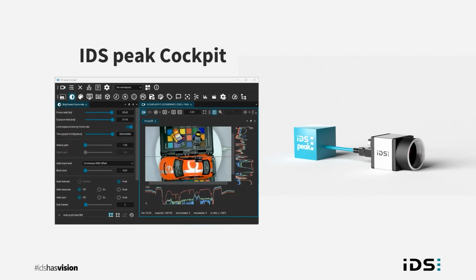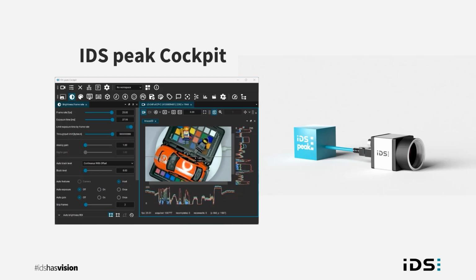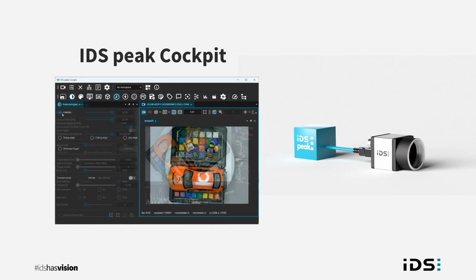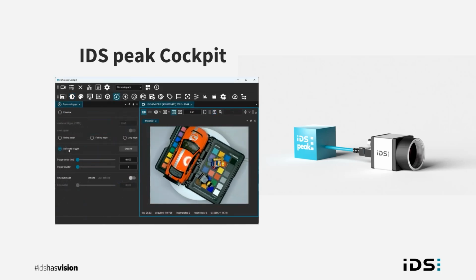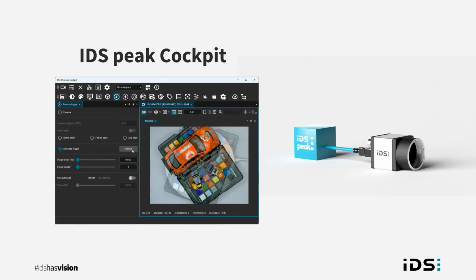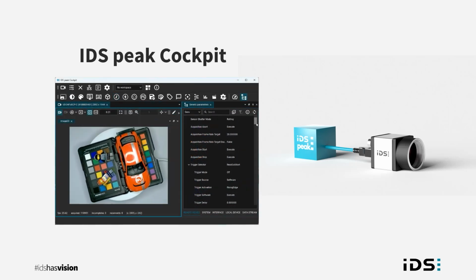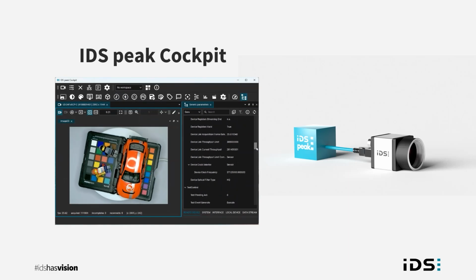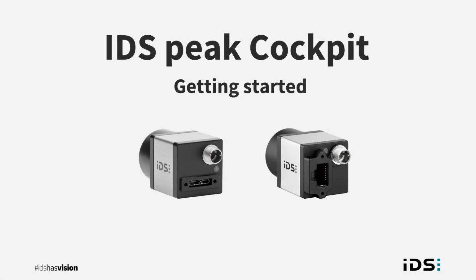This series of short videos will provide an introduction to Peak Cockpit from the basic startup, which we will cover in this video, through all of the parameter controls available, and to more advanced topics such as the generic parameters dialog and using chunk data. But first we need to know how to connect a camera and get started. IDS offers cameras with USB and Ethernet interfaces, and we will see the connection procedure for both.